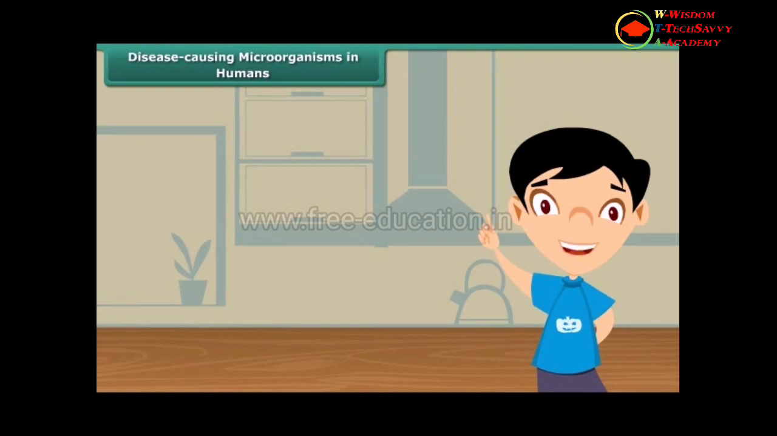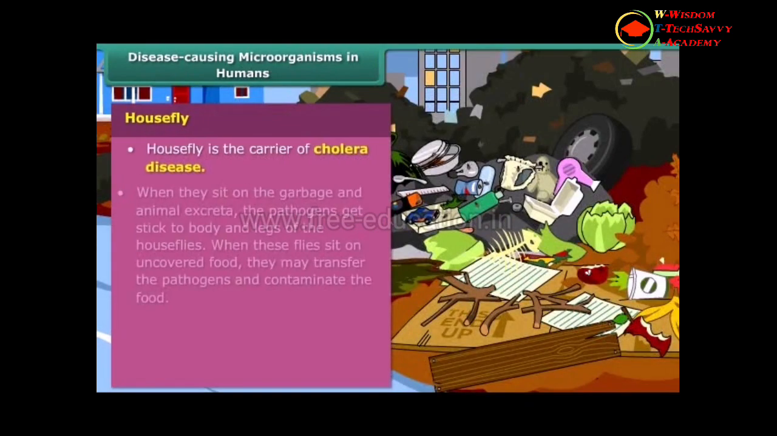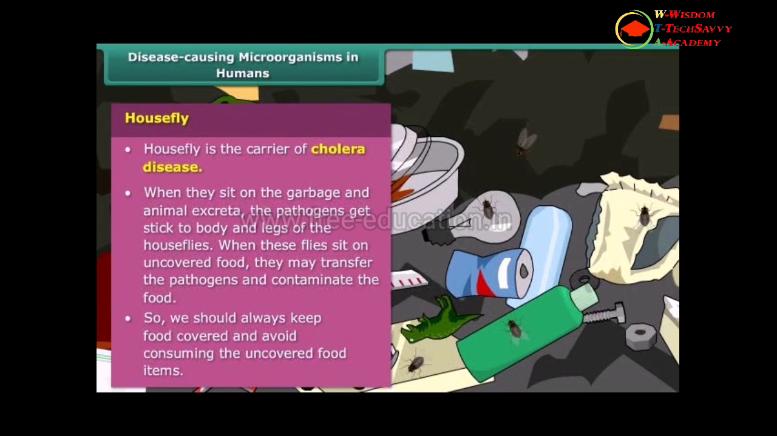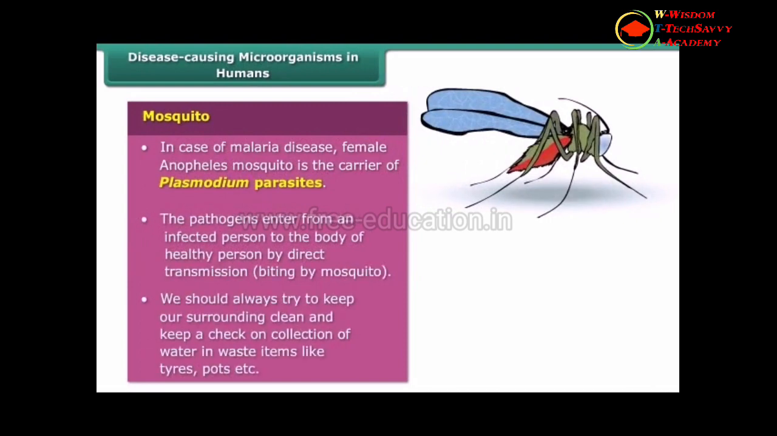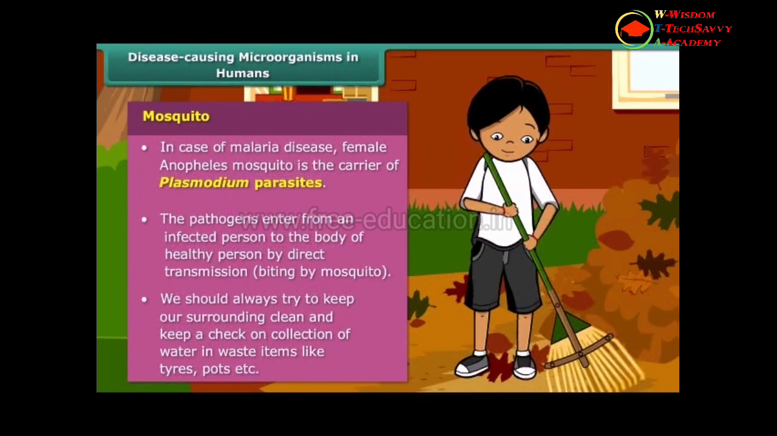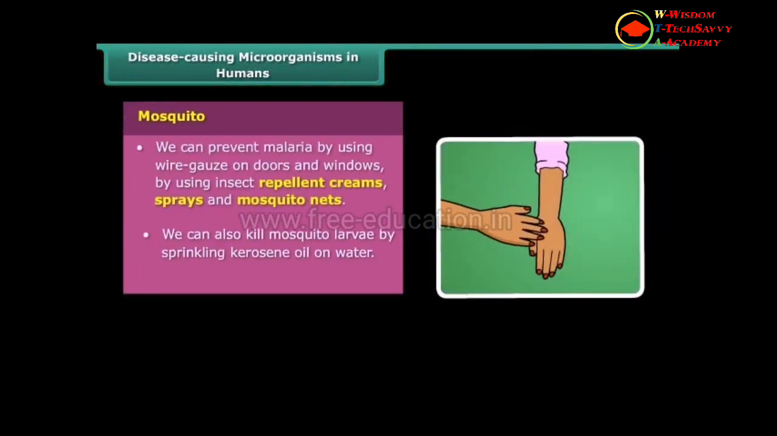Friends, some insects and animals found in our surroundings act as carriers of pathogens. Housefly and mosquitoes are common examples of such carriers. In cholera, the housefly is the carrier of many pathogens. To prevent cholera, we should always keep food covered and avoid consuming uncovered food items. In malaria, the female Anopheles mosquito is the carrier of Plasmodium parasites. We should use repellent creams, sprays, and mosquito nets to prevent malaria.